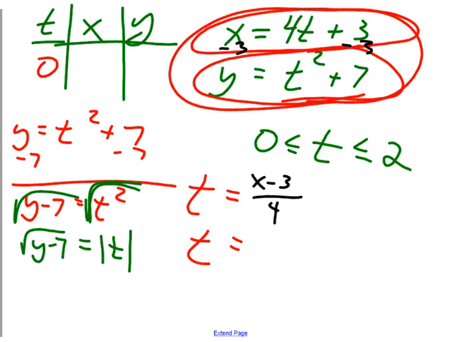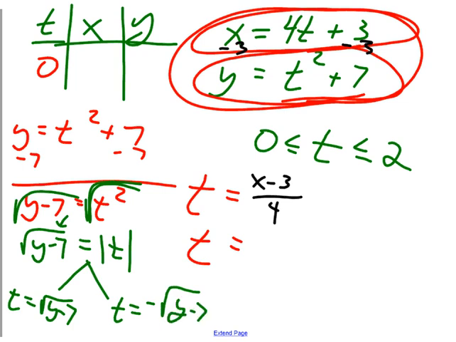I know that's not super easy to picture, but I'm going to now break it into my two equations. That's what absolute value does. The first one is just without the absolute values: t equals square root of y minus 7. But there's another answer, which is t equals the opposite of this: negative square root of y minus 7. There, I got two equations for that one.